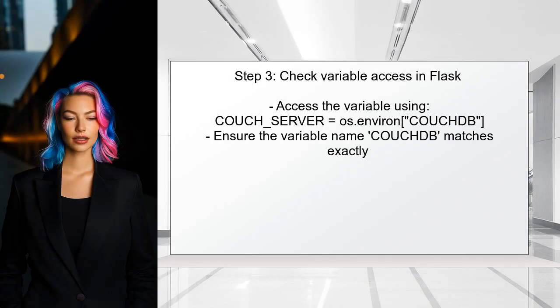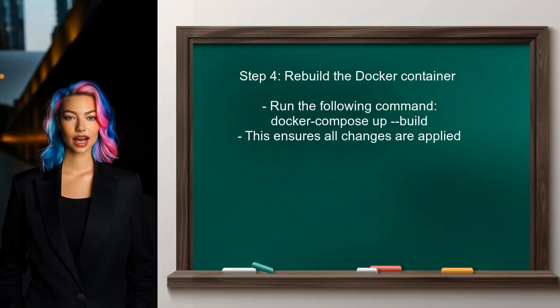After confirming the .env file and Docker Compose setup, the user should check how they are accessing the environment variable in their Flask application. They should ensure that the variable name matches exactly. If the issue persists, the user should try rebuilding the Docker container to ensure that any changes made to the environment variables are applied. This can be done using the command docker compose up --build.